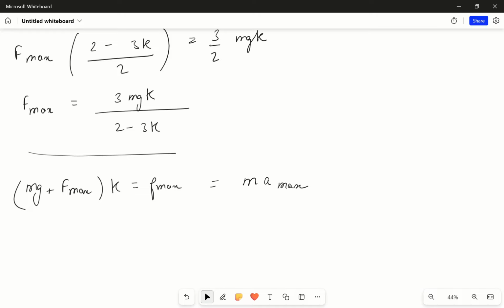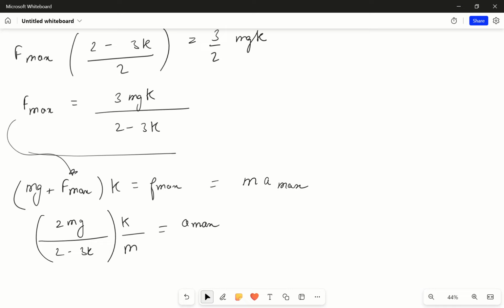So now let's find the value. Substituting this F max here, mg plus this, would be equal to 2 mg by 2 minus 3k, into k by m is equal to a max, right? So a max is equal to 2 gk upon 2 minus 3k, right? So this is the answer, and here we come to the end of the solution.